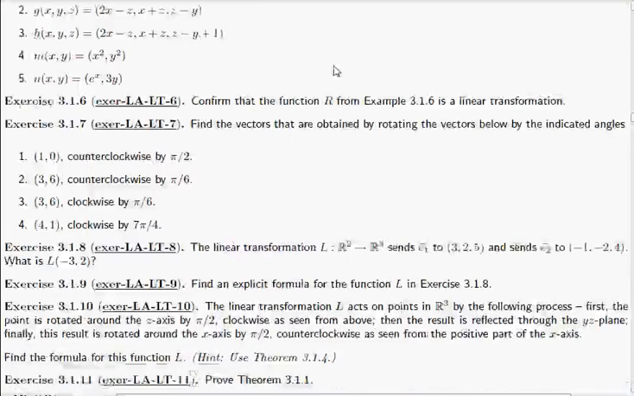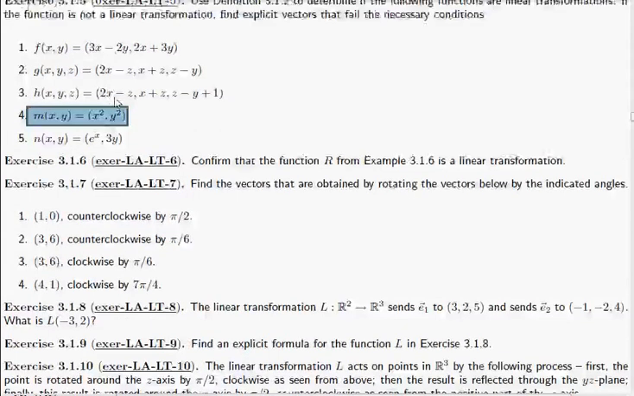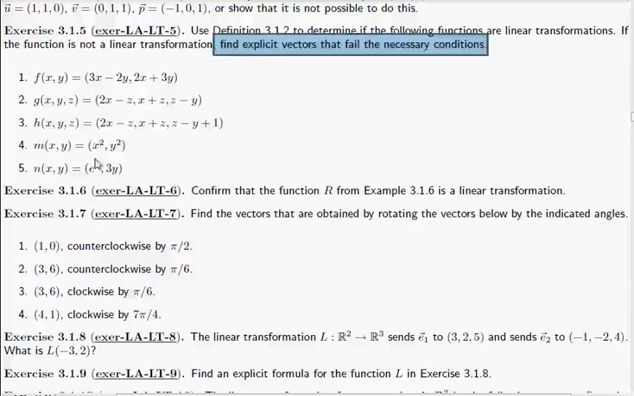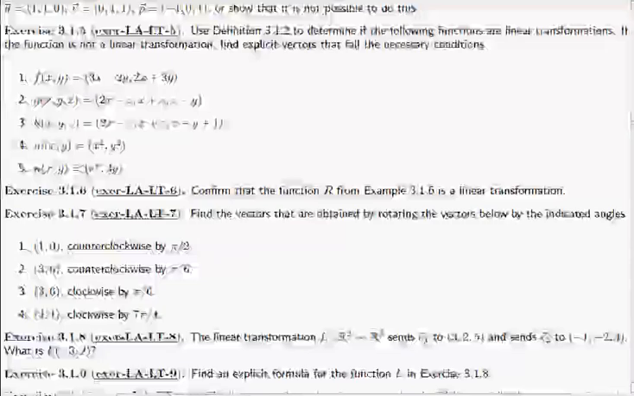And back here in this problem, just between you and me, I know at a glance that this is not a linear transformation. But what I wanted you to do was to find explicit vectors that fail the conditions. So here you could plug in, let x, x is a bad choice. Let A be the vector 1, 2, and let B be the vector 3, 4. You can just plug in and see it's not going to even come close to working.